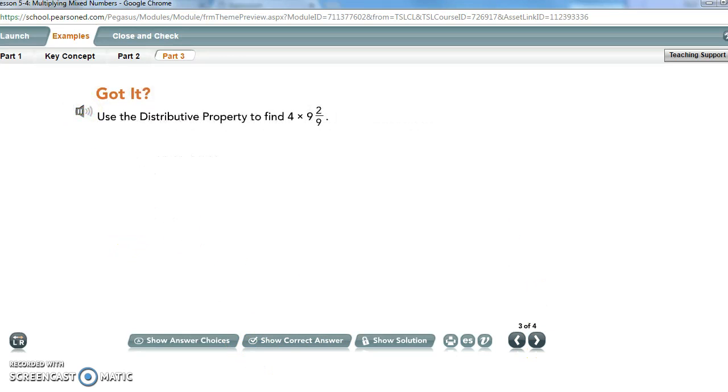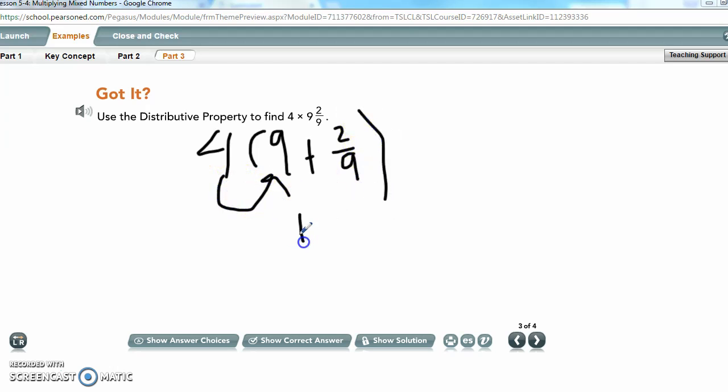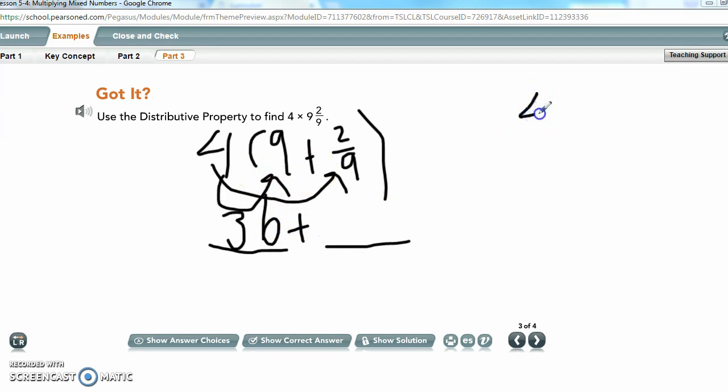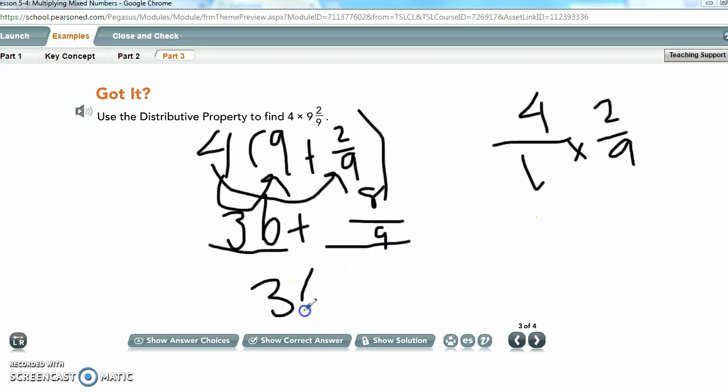Use the distributive property to find 4 times 9 2/9. So 4 would be on the outside. 9 plus 2/9 would be on the inside. 4 will shake hands with the 9, plus 4 will shake hands with the 2/9. So 4 times 9 gives me 36, plus if I have 4 over 1 times 2/9, 4 times 2 is 8, 9 times 1 is 9. When I combine those, I get 36 and 8/9. And copy that down.